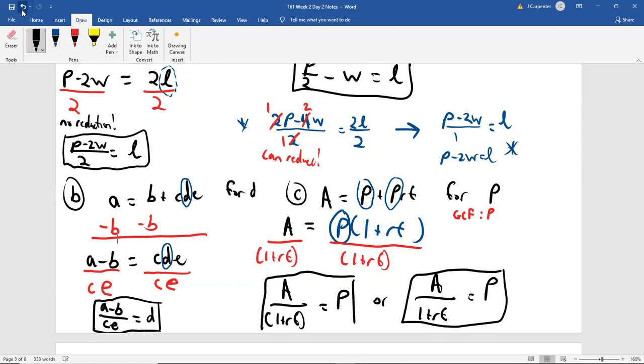Now note that you can't split up the denominator here. You can't say A over 1 plus A over RT. It only works for tops, not bottoms. You cannot say this is A over 1 plus A over RT. It doesn't work that way.